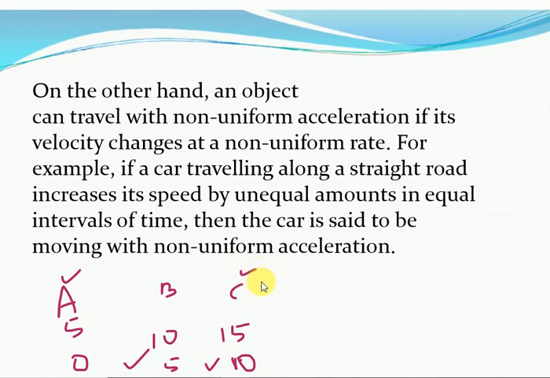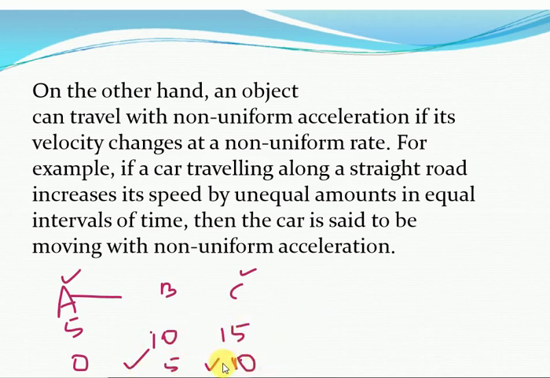So what is the acceleration here? We can calculate the change in velocity between any two consecutive points. 10 minus 5 is 5, divided by 5, is 1. Here 5 minus 0 is 5, divided by 5, that is 1. So it becomes constant. That is called uniformly accelerated motion.